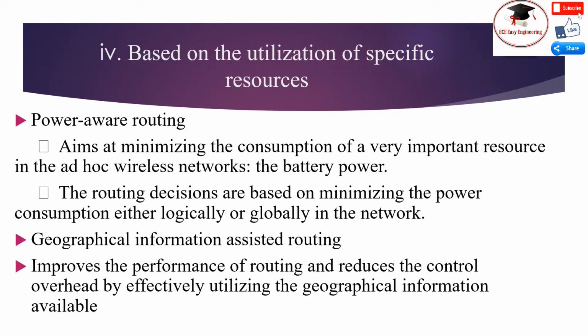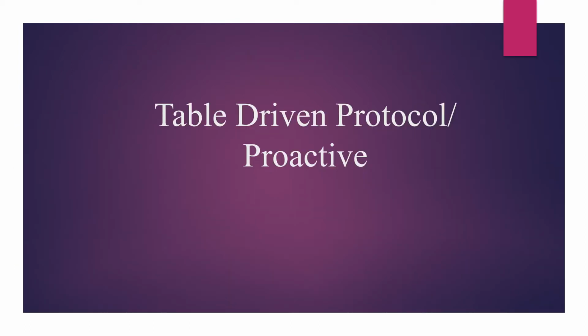Fourth, based on utilization of specific resources. Power-aware routing aims at minimizing the consumption of a very important resource in an ad hoc wireless network, the battery power. The routing decisions are based on minimizing the power consumption either locally or globally in the network. Geographical information assisted routing also improves the performance of routing and reduces the control overhead by effectively utilizing the geographical information available.